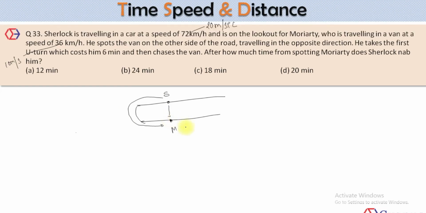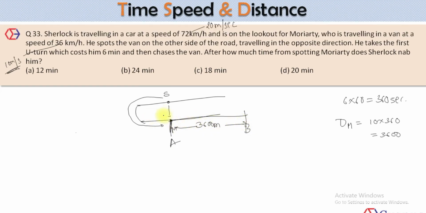In those 6 minutes, how much distance will this person M cover? What is the speed of this person? 10. 6 minutes means 6 into 60, that is 360 seconds. So in these 360 seconds, the distance covered by M will be 10 into 360, that is 3600. Am I right? So by the time Sherlock reaches point A, M will reach point B, which will be 3600 meters away from them.